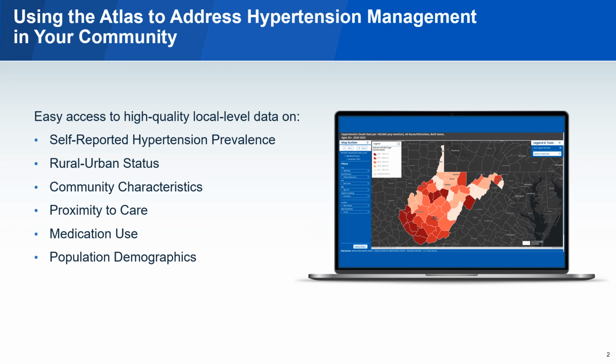The Atlas provides easy access to a wide range of high-quality, local-level data. For this example, we'll be using data on self-reported hypertension prevalence, that is, adults who have been told by a health professional that they have high blood pressure, along with rural-urban status, community characteristics, proximity to care, medication use, and population demographics. This example demonstrates how you can use the Atlas to examine and communicate patterns of hypertension in your community.